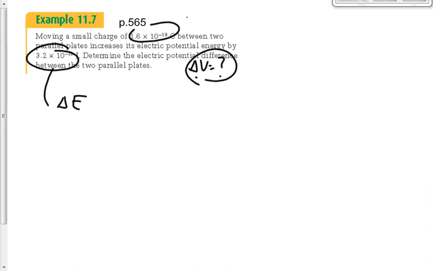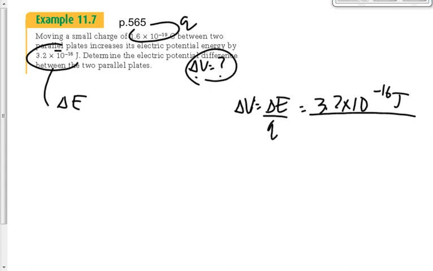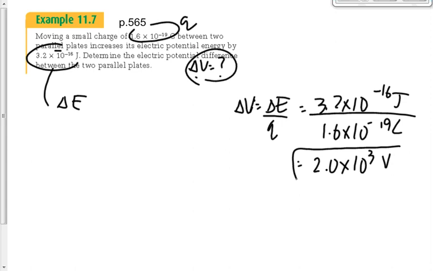And we've got Q. So let's say delta V is equal to delta E over Q. 3.2 times 10 to the minus 16 joules divided by 1.6 times 10 to the minus 19 coulombs. That's going to give me 2.0 times 10 to the 3. And what are the units for that? Volts, or we could say joules per coulomb. Either one of those works, right?